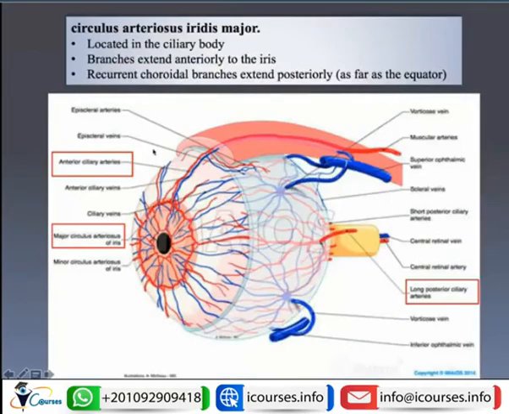So the circulus iridis major, again, is formed by anastomosis of the 7 anterior ciliary arteries and the 2 long posterior ciliary arteries. This circle, or network of arteries, is present in the ciliary body, not in the iris, and they send anterior branches to supply the iris, and posterior branches to supply the choroid as far as the equator. This area wasn't supplied by the short posterior ciliary arteries. So here comes the role of the circulus iridis major, to supply the area of choroid until the equator.